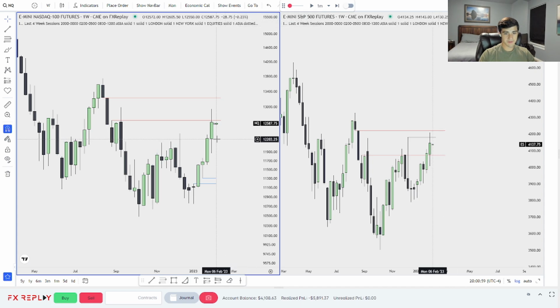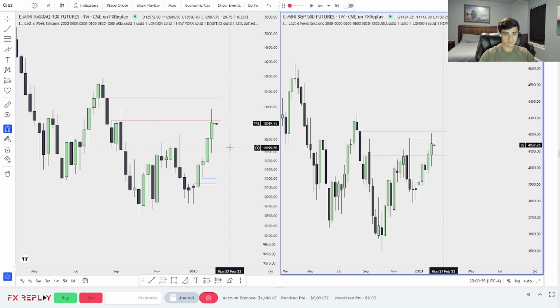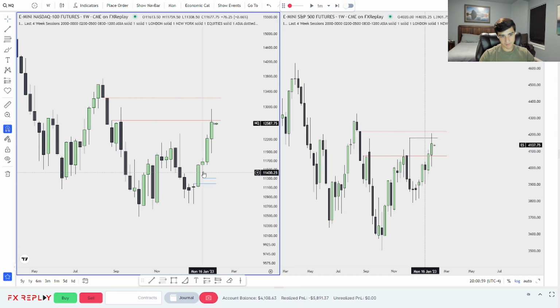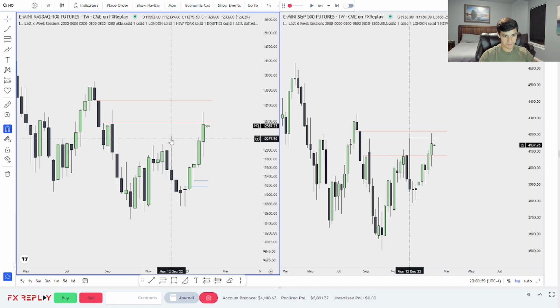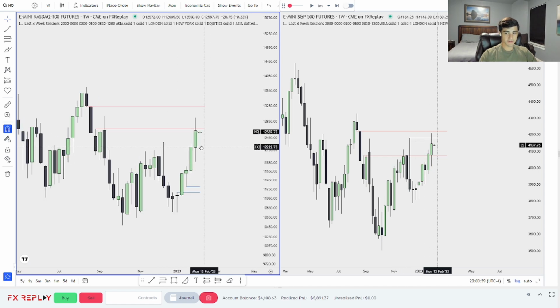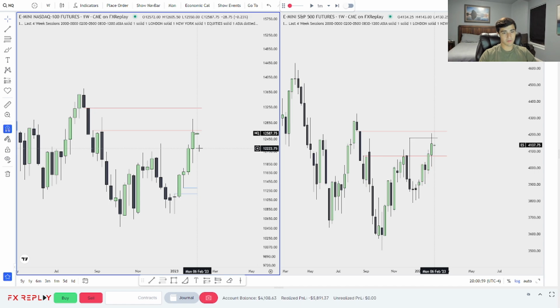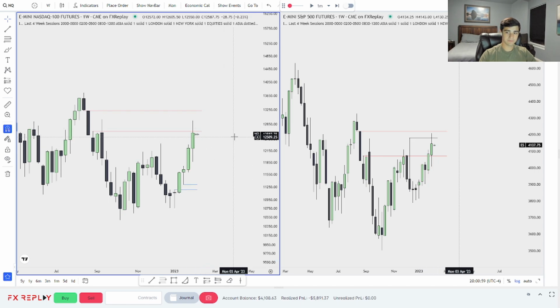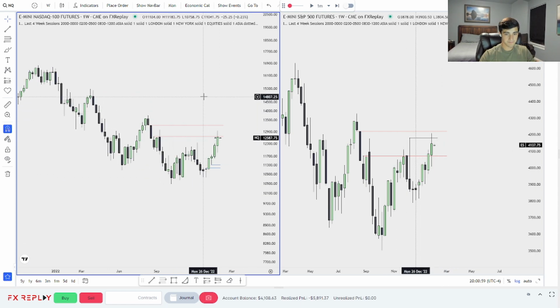Okay, looking at this week, what could I potentially see? Well, I can already see that this market maker buy model is complete right here. We reached our ERL, our external range liquidity, ran out this key swing high. And to start a market maker sell model, I would look for an SMT divergence, right? But I don't think I really have one here. Unless this is an SMT divergence. That's what I'm trying to figure out.